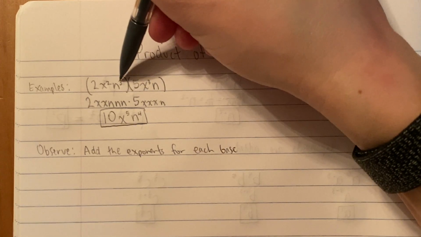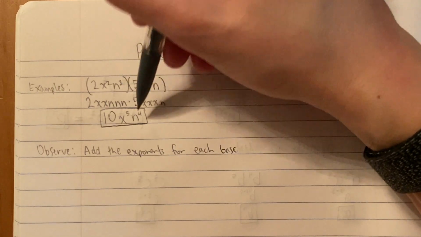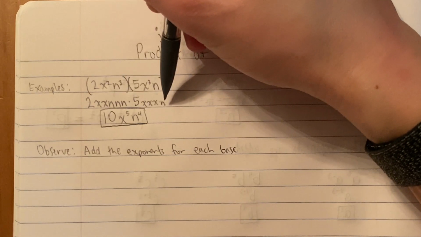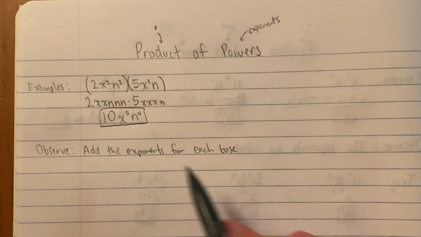Like here, this was n to the third times n to the first. There's like an invisible one there. So that was 3 plus 1, right? Because there was 3 n's here and one more n being multiplied right here. So that was n to the fourth. So we added the exponents for each base.